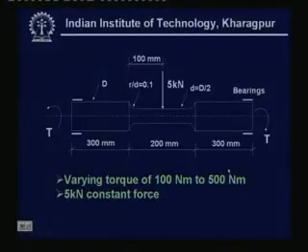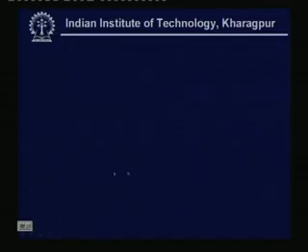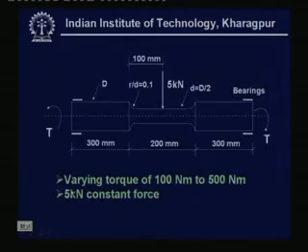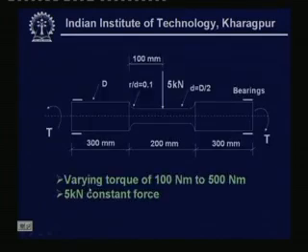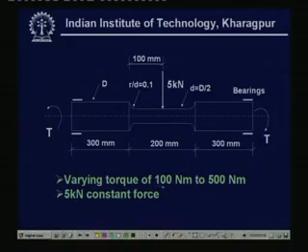Now, let us look into the same problem. We introduce just another torsion in the problem. You can see a torque has been applied, and let us assume that the varying torque comes out to be 100 Newton meter to 500 Newton meter.